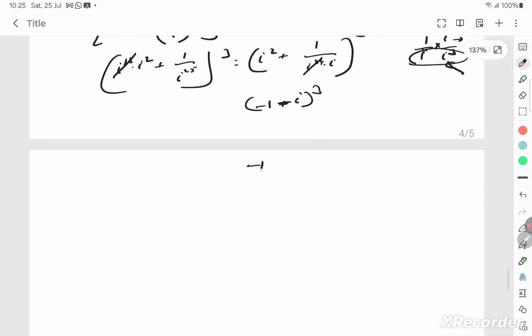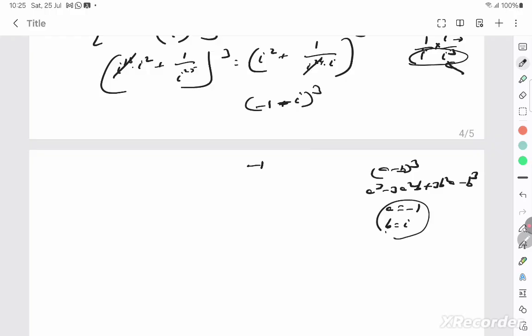So (a minus b) the whole cube is a cube minus 3a square b plus 3b square a minus b cube. What is a? a is minus 1. What is b? b is i. Using this, you expand: a cube minus 3a square b plus 3b square a minus b cube is i cube. So it's minus 1 minus 3i.